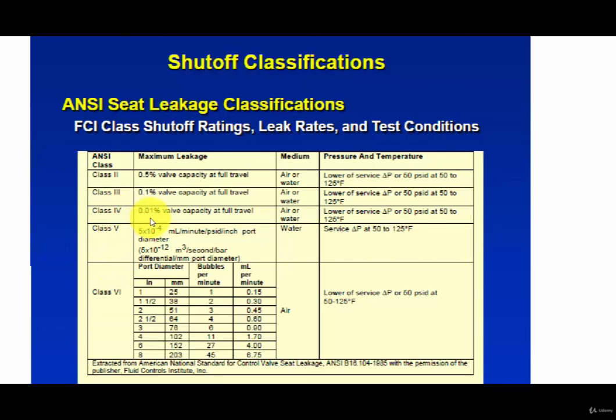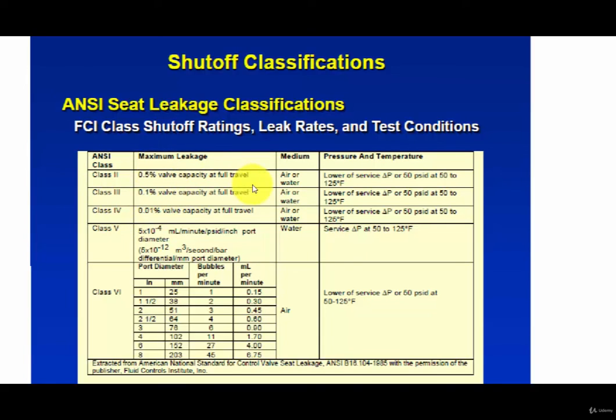Class 4 means 0.01% valve capacity is only allowed during shut-off. Class 5 means it is a very small fraction, milliliters. So it is a very severe shut-off condition. These are special valves. Similarly, class 6 also will have only bubbles per minute allowed. These are very severe leakage conditions. So based on your requirement, you have to select which class is applicable, the shut-off rating.